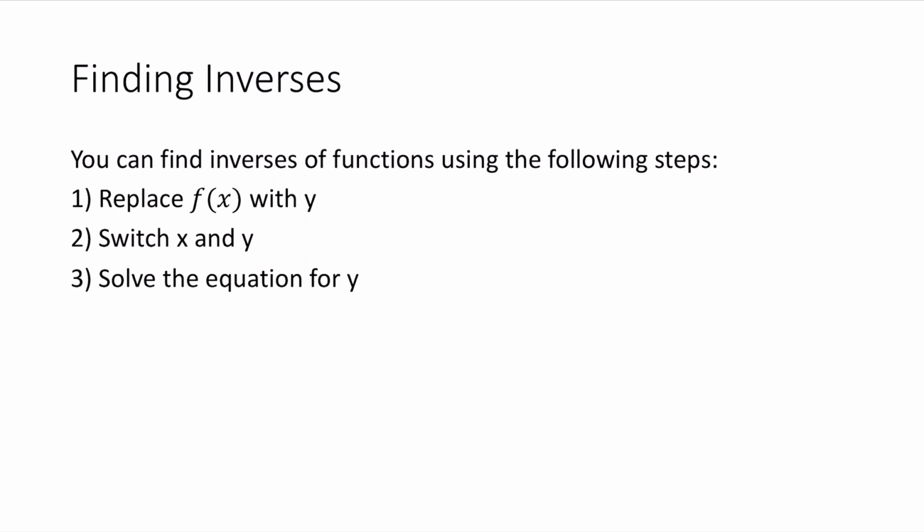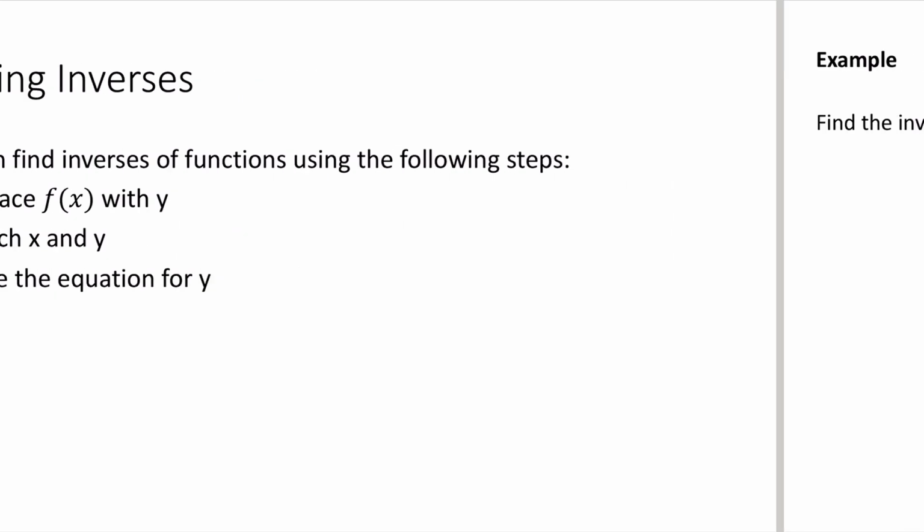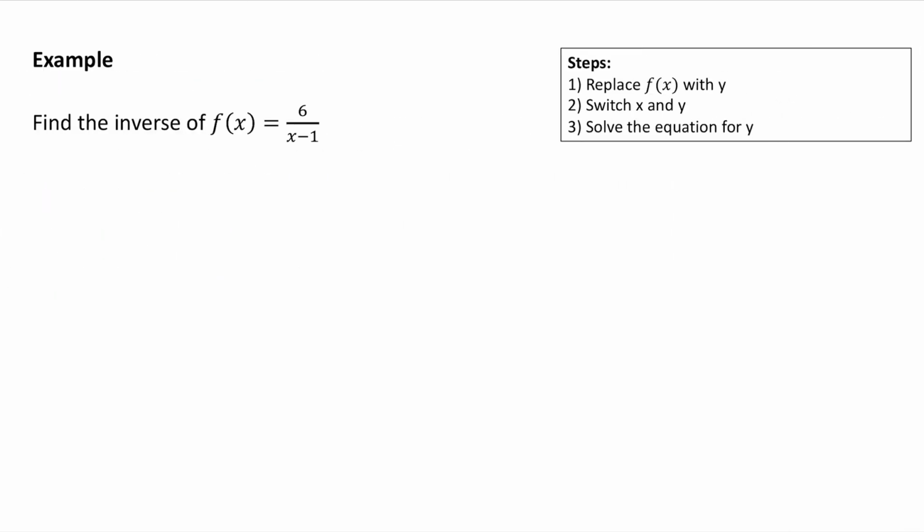So we can also find inverses of rational functions. The steps are going to be the same. We're going to start off by replacing f of x with y, then we're going to switch x and y, and then solve the equation for y. So let's find the inverse of f of x equals 6 over x minus 1. So we start off by saying y equals 6 over x minus 1. And then we're going to switch x and y. So we would say x equals 6 over y minus 1. So now we need to solve this equation for y.